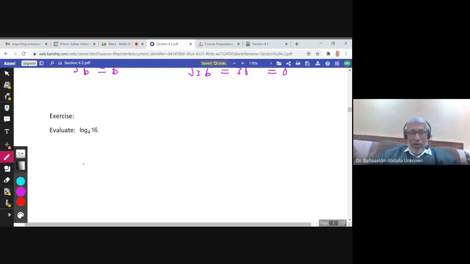Here, 4 to what power equals 16? To the power 2. So that's the answer.